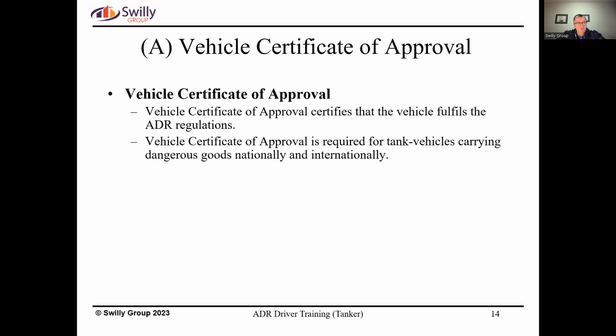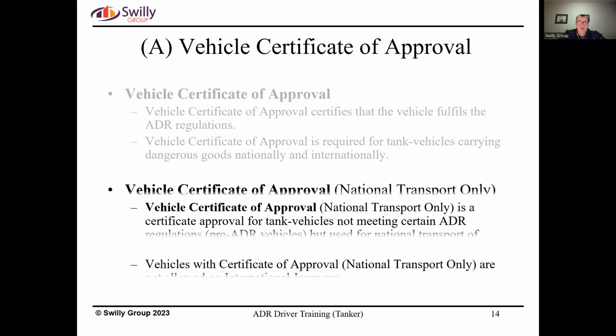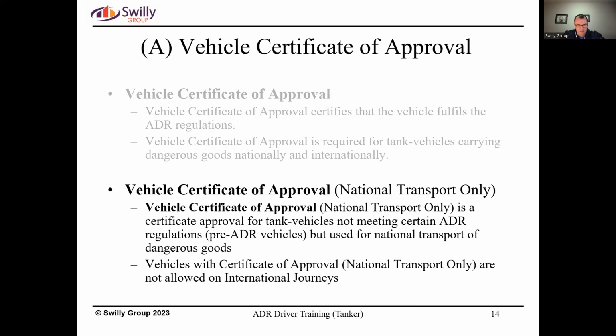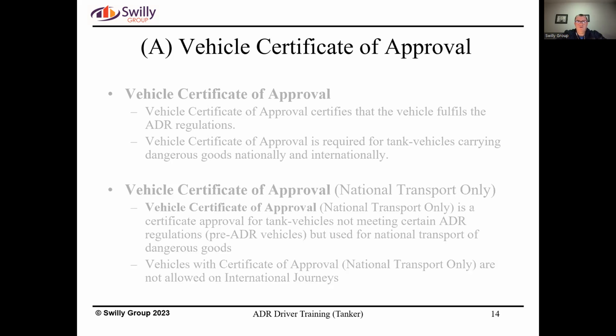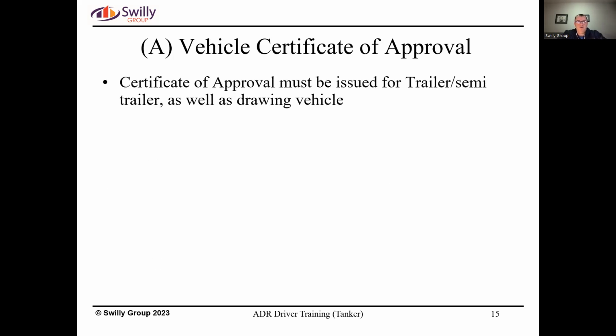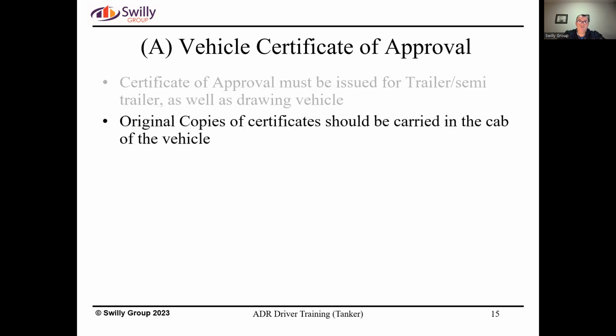The vehicle certificate of approval certifies that the vehicle is fully compliant with ADR and is required for any tank carrying vehicles. You have a national transport only one, as we said. This is on page 9 and over onto page 10. The certificate of approval must be issued for the semi-trailer as well as the drawn vehicle. So if you have a tractor unit and a semi-trailer, it has to be issued for both.